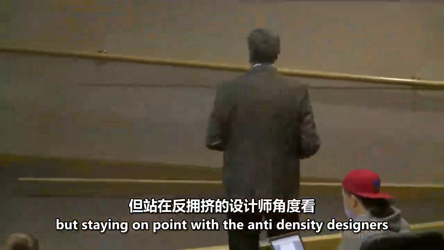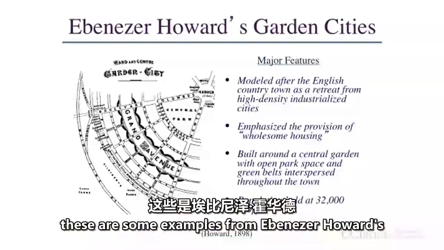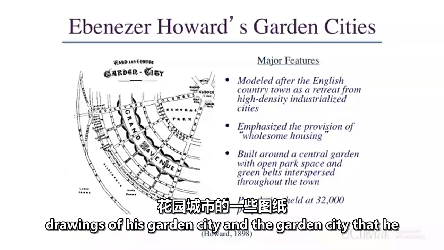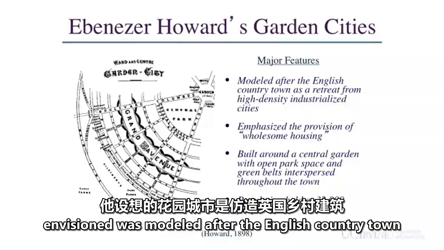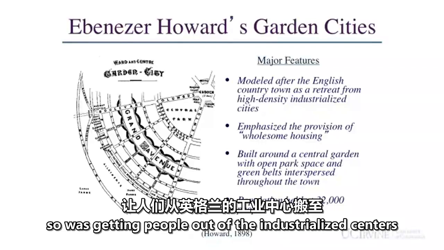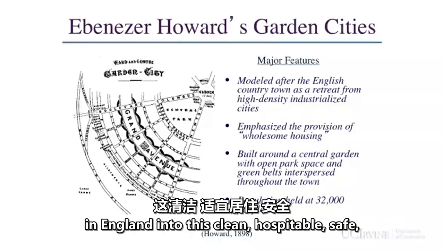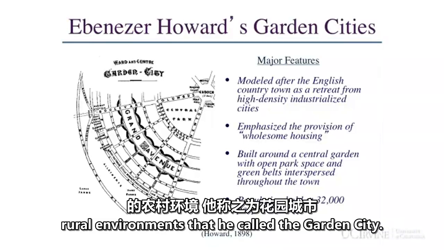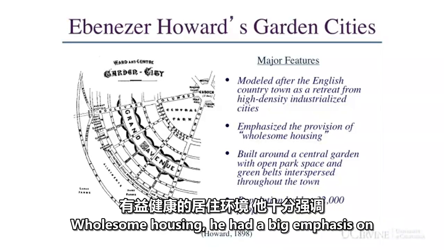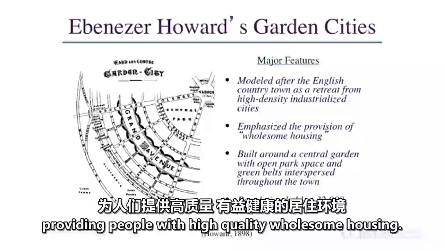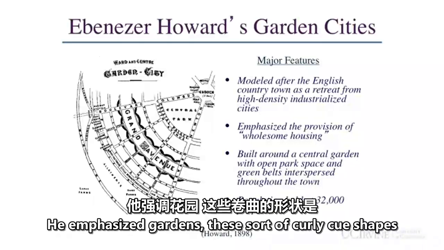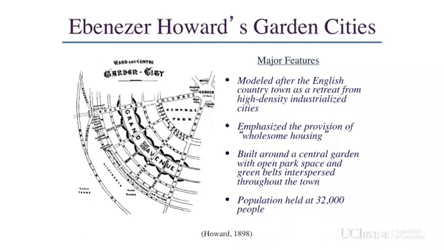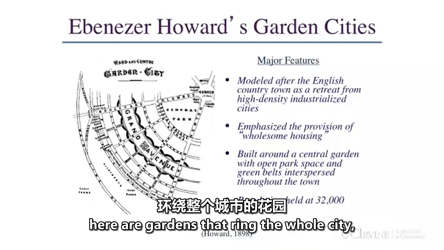anti-density designers, these are some examples from Ebenezer Howard's drawings of his garden city. And the garden city that he envisioned was modeled after the English country town. So it was getting people out of the industrialized centers in England into these clean, hospitable, safe, rural environments that he called the garden city. Wholesome housing. He had a big emphasis on providing people with high-quality, wholesome housing. He emphasized gardens. These sort of curlicue shapes here are gardens that ring the whole city.